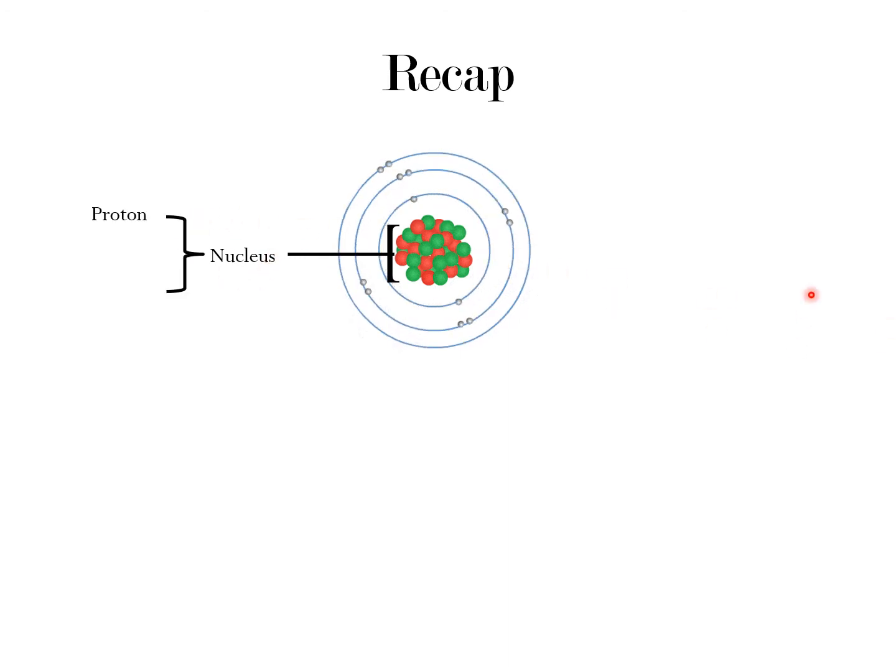So in Form 4 chemistry, you have learned about the atomic structure. So now let us do some recap about the structure of an atom. So here is the structure of an atom. The center one is known as the nucleus. The nucleus contains protons and neutrons, while the outside of the nucleus or in the shell, the moving one is known as the electrons.